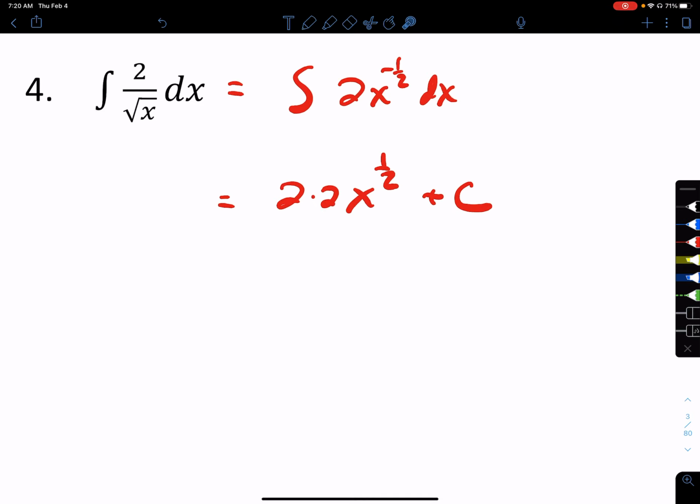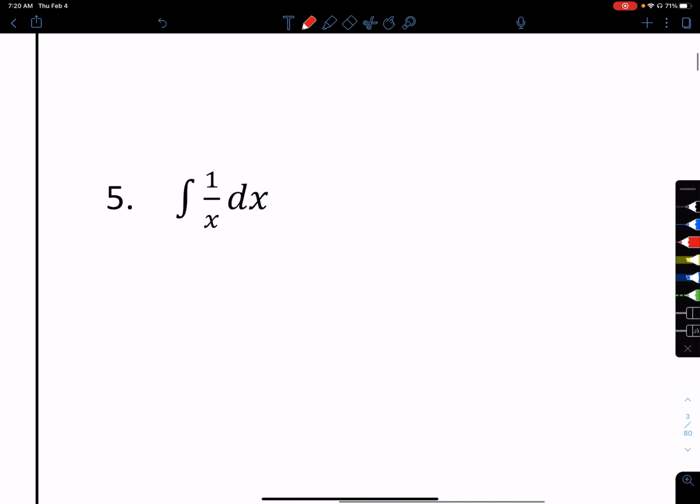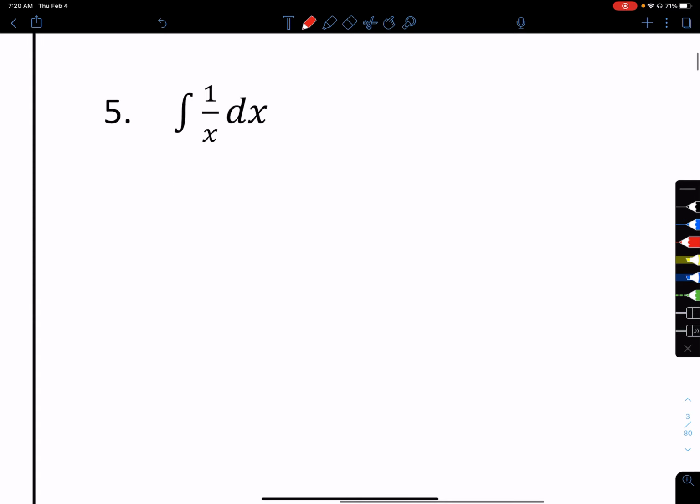Add in my arbitrary constant. As soon as you pull off this integration symbol with respect to x, you got to add in your constant. This is going to be 4 square roots of x plus c. One more, which is going to lead us to our next rule.